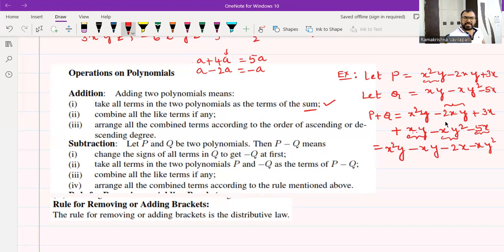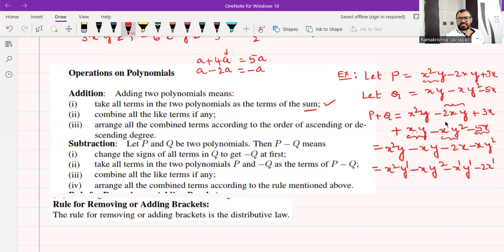Generally, arrange all the combined terms according to the order of ascending or descending degree. So it is necessary that whenever you are writing a polynomial, make sure that the degrees of the terms must be either in increasing order or decreasing order. Here I did not write it that way. So again I'll write that here: x square y, the degree is 3. Minus xy square, the degree is 3. Minus xy, the degree is 2. Minus 2x, the degree is 1.